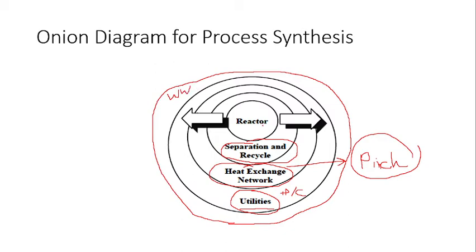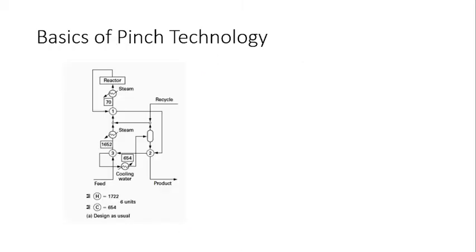So we design the reactor first, then the separation cycle, then the heat exchanger, then utilities, and then wastewater. Right, so this is nothing but our process synthesis onion diagram. Now let us try to understand the basics of pinch technology.